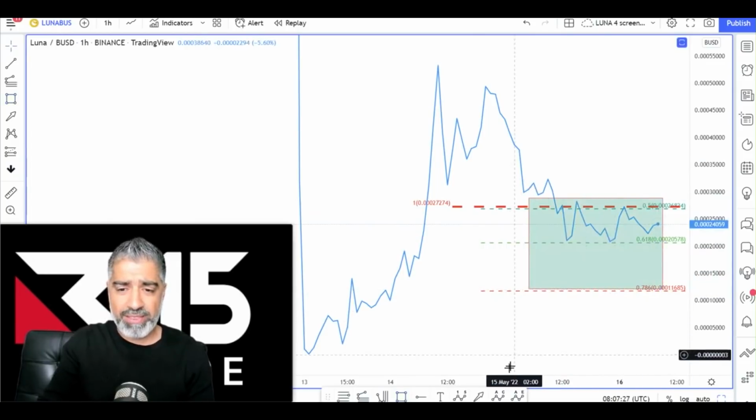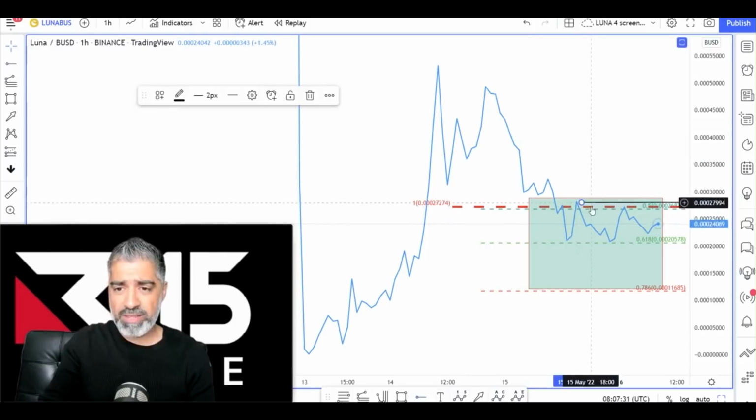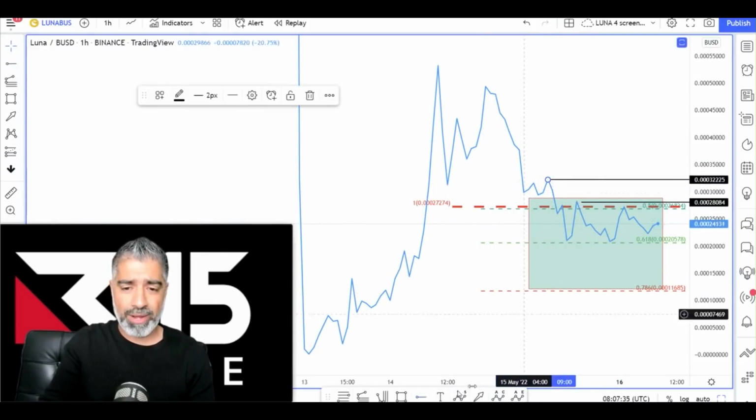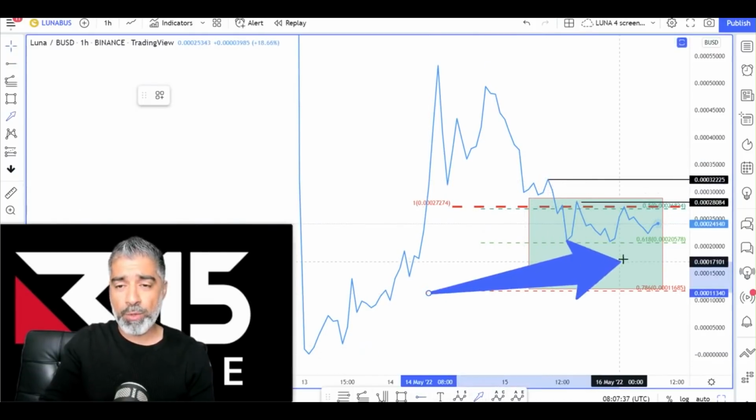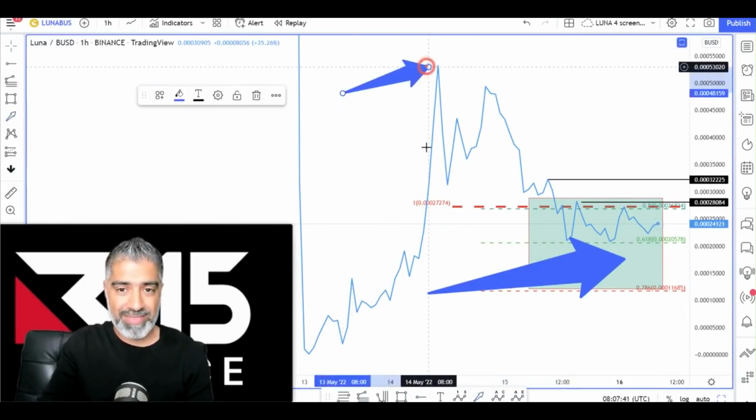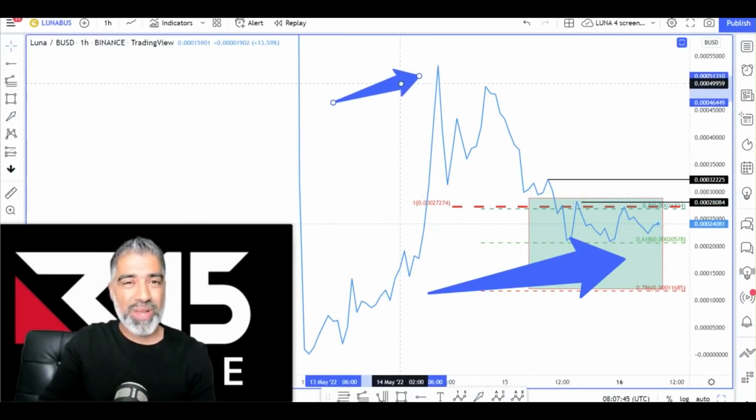But if it does hold, we want to see the price go above a swing high, meaning this high or this high. That will give us a bit of confirmation that we're likely to see this low hold and this high over here to be exceeded, right? That's what we're looking for. If this high over here does get exceeded, where's the next price range?